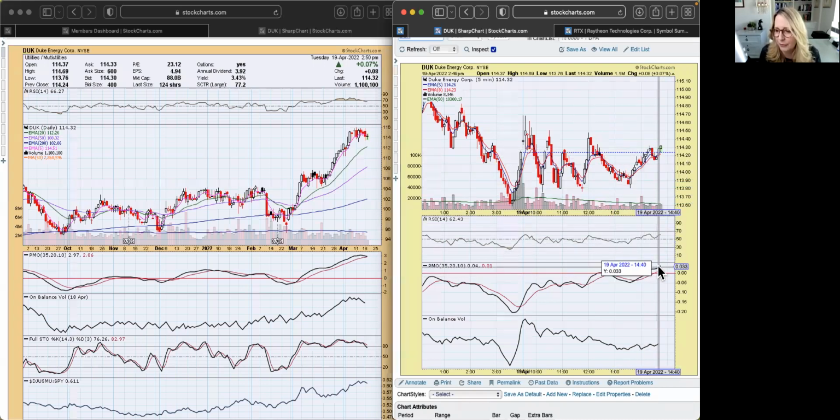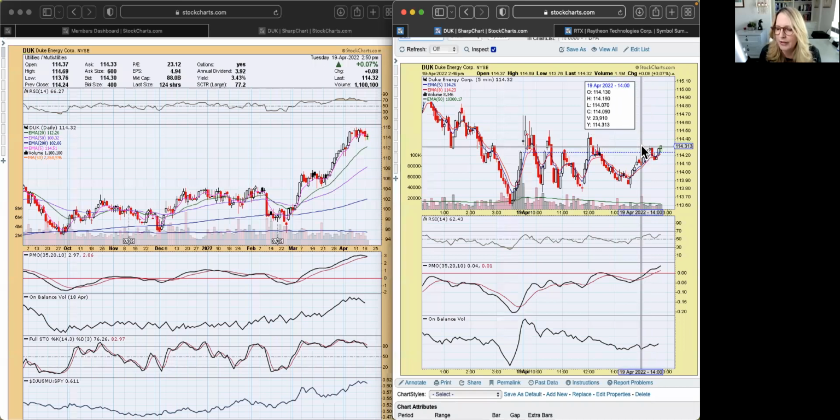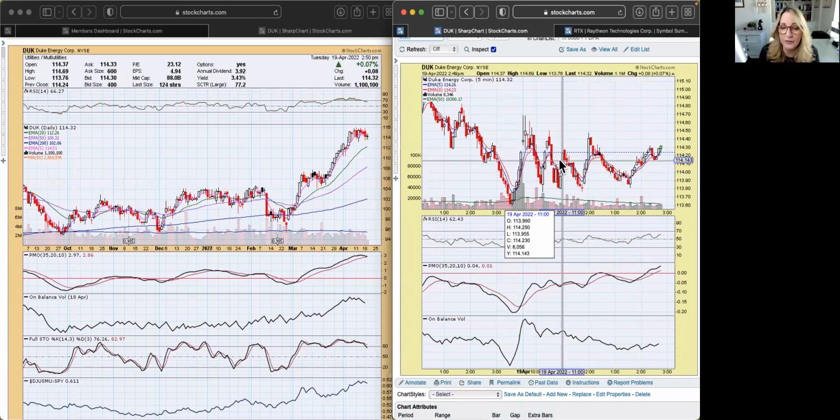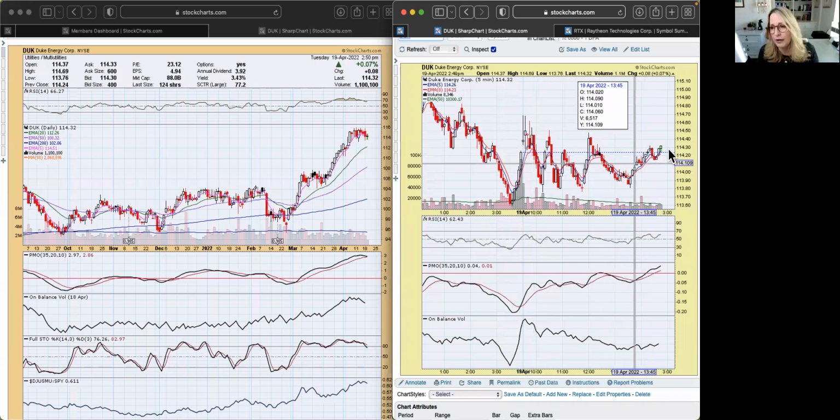PMO's on a crossover, RSI is staying positive, and it looks like we're going to get a little bit of a breakout here above that little short-term top. So I think that would look good. So if this looks good to you, the buy point is coming in now.